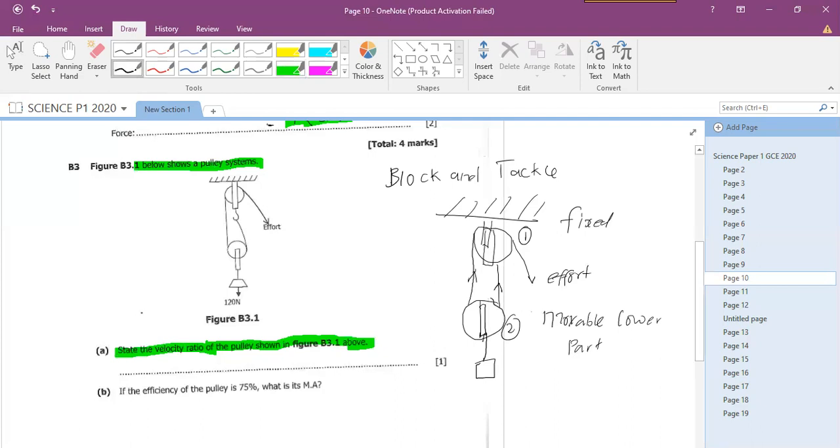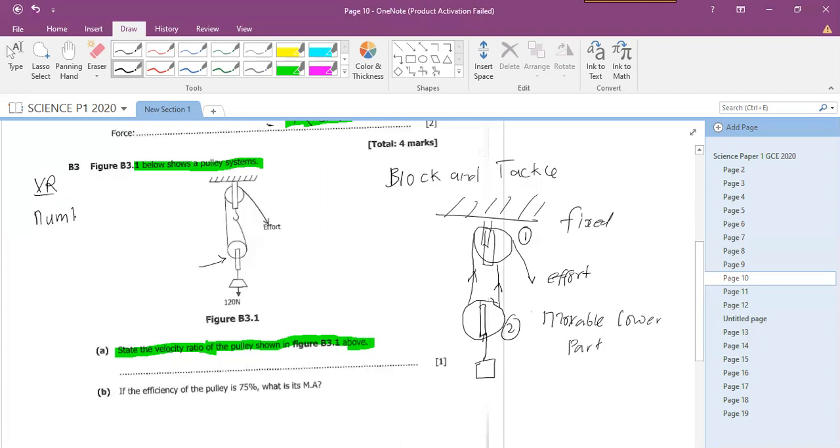To find the velocity ratio, here the velocity ratio can actually be defined as the number of ropes supporting this lower pulley system or this lower block. So this can be called a block. So lower block, upper block, or lower pulley or upper pulley. If you want to find the velocity ratio, you can define it in two ways. Here we're trying to make a definition for velocity ratio.